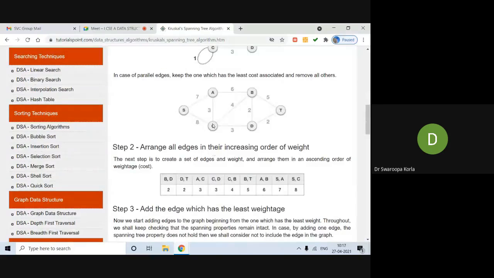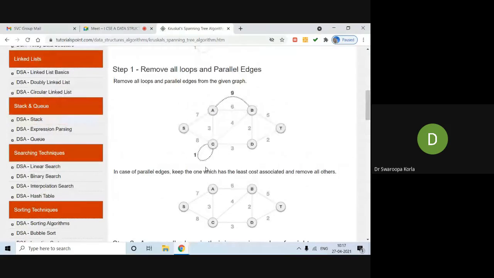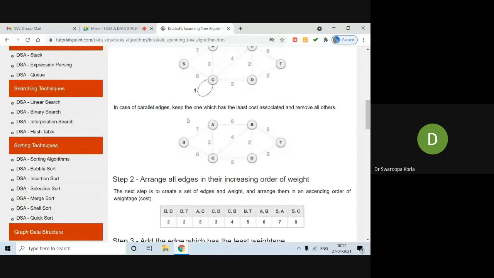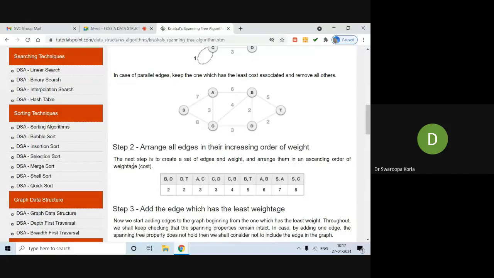Clear? And now in the next step again you need to draw a graph, by removing the selected cycle and also the selected parallel edge. So in this graph, the C to C loop is removed, and the A to B highest weighted parallel edge is removed, and this is what my weighted graph looks like now. And coming to step 2, rule 2: now arrange all the edges in their increasing order of the weight.